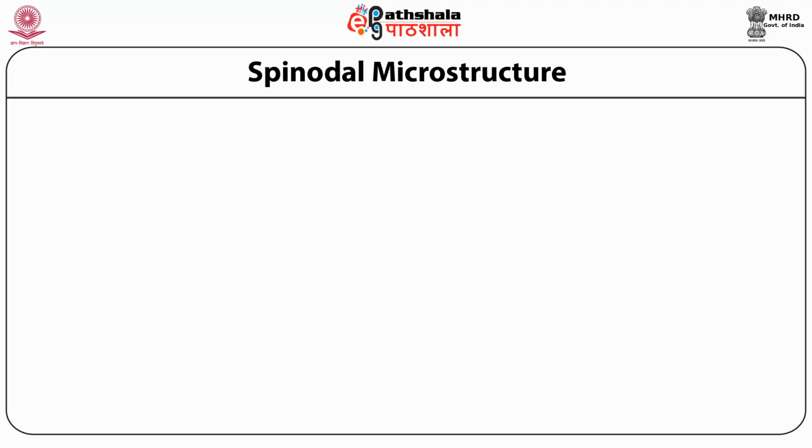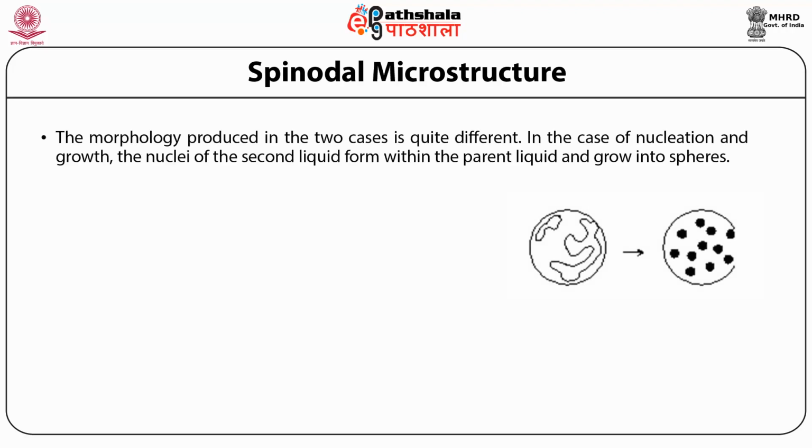Now let us discuss the morphology. The morphology produced in the two cases is quite different, that is, spinodal and binodal. In the case of nucleation and growth, the nuclei of the second liquid form within the parent liquid and grow into spheres. The morphology in this case is called spheres in a matrix microstructure. This can be seen in this figure.